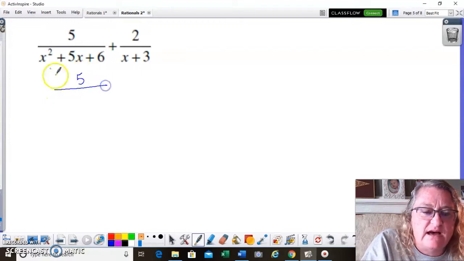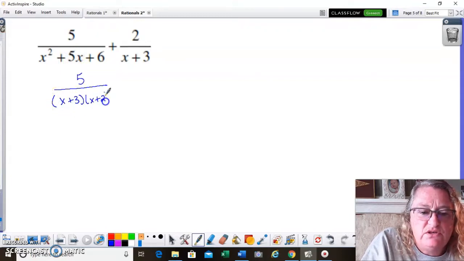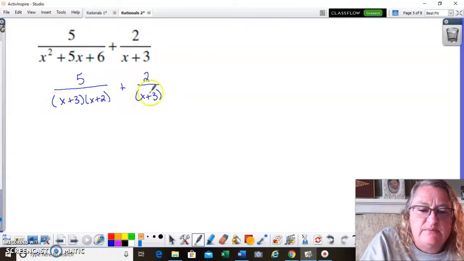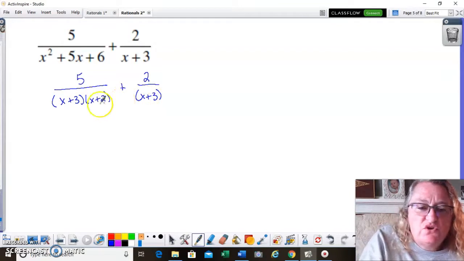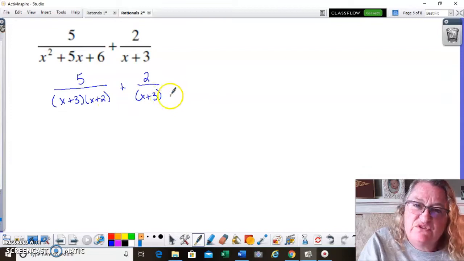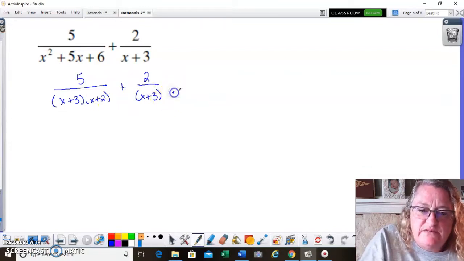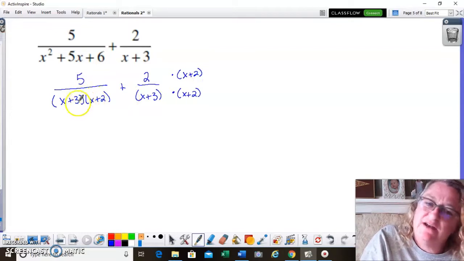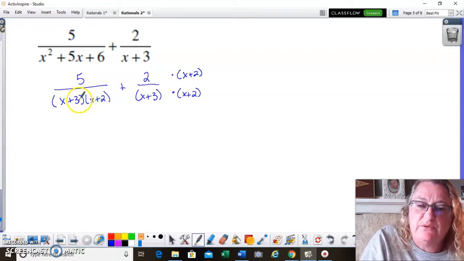So I have the 5 in the top, and the bottom multiplies to 6, adds to 5. That's going to be x plus 3 and x plus 2. And I was right. My instincts were right. You'll notice that this has an x plus 3 and this also has an x plus 3. So I'm halfway to having a common denominator already. The only thing missing is an x plus 2 in this fraction. So I'm going to multiply this fraction by x plus 2 on the top and bottom. But because both pieces are already in the first fraction, I don't have to alter that first fraction at all in order to be able to add them.